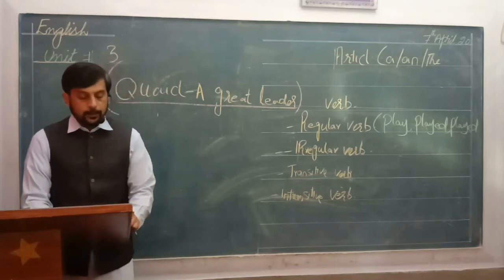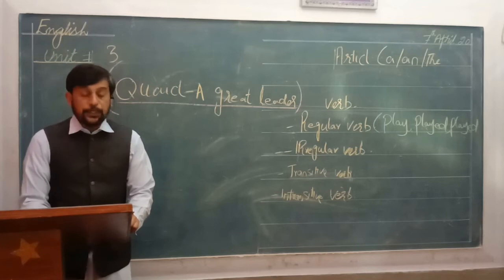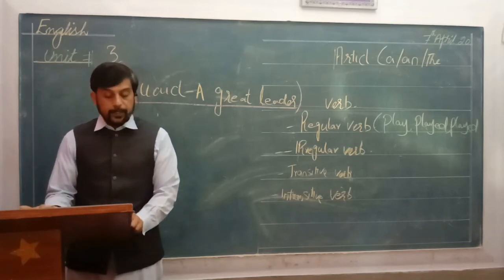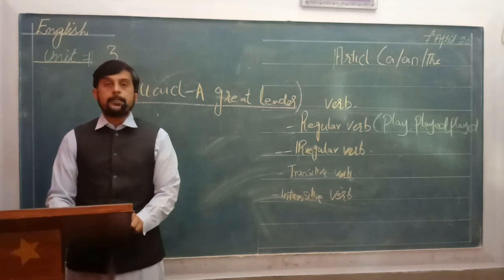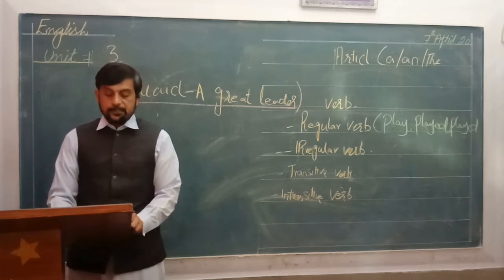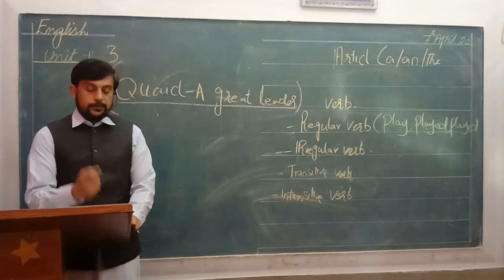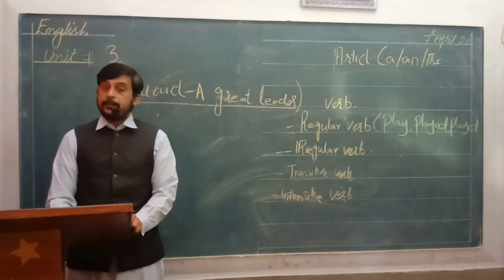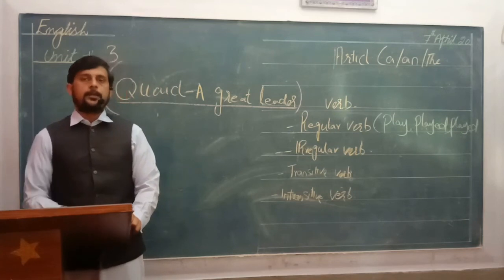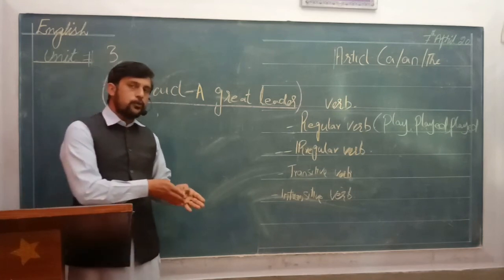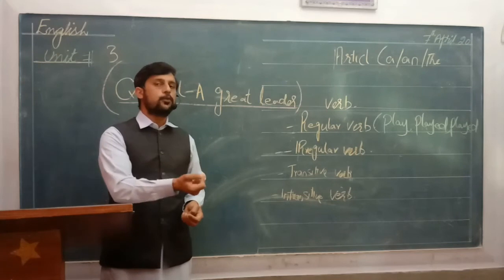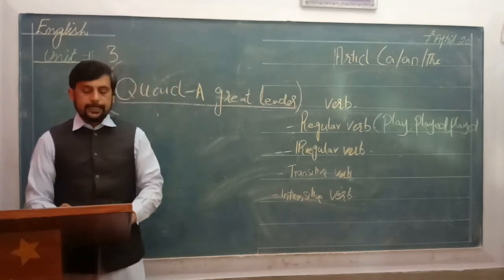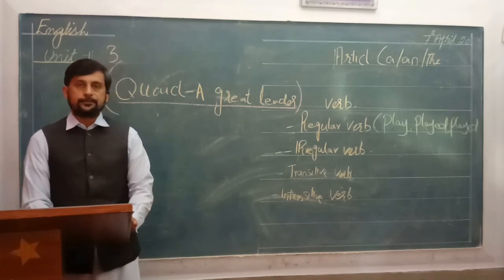For example, they are able to speak English well. So they can speak English well. They may speak English well. They must speak English well. So again I repeat the sentence. They are able to speak English well. So able, for ability, as I told you earlier, for ability we use can. So the correct option is they can speak English well.